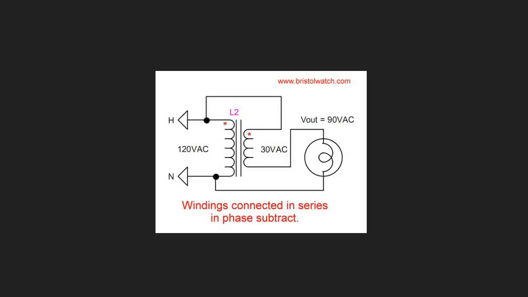You can see the input to the transformer through the input coil there is 120 volts AC. Now the output is 90 volts AC. The output coil is connected directly across the input coil. So theoretically one would expect to see 120 volts on the input, 120 volts on the output, but we don't see that. And we don't see that because the coil is wound in such a way that it cancels some of the voltage.